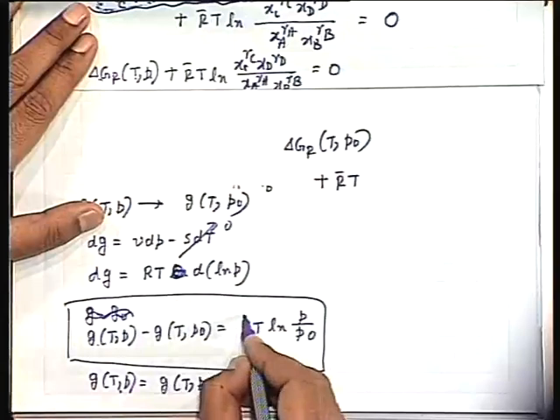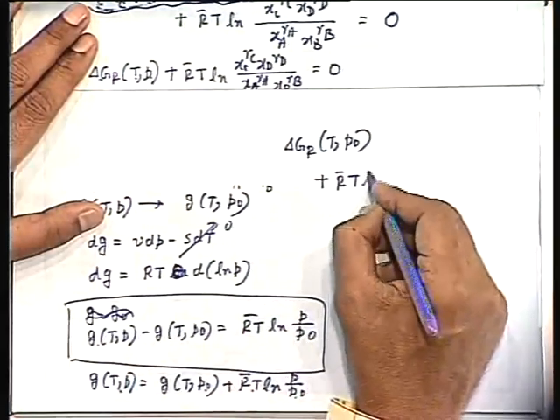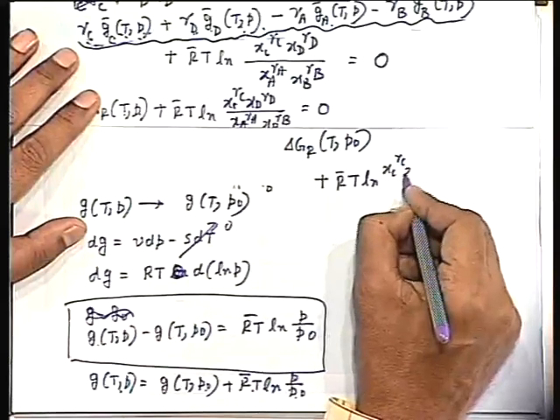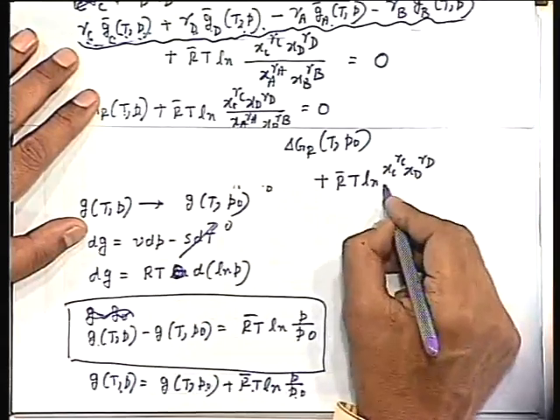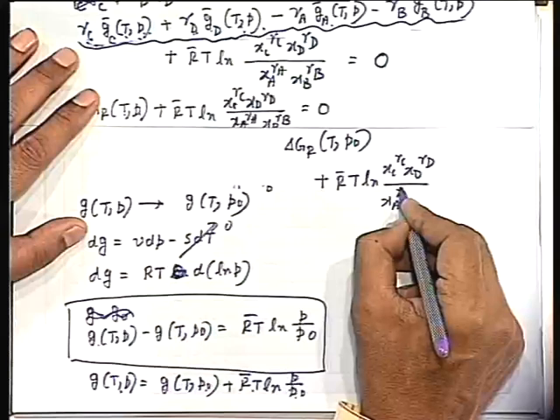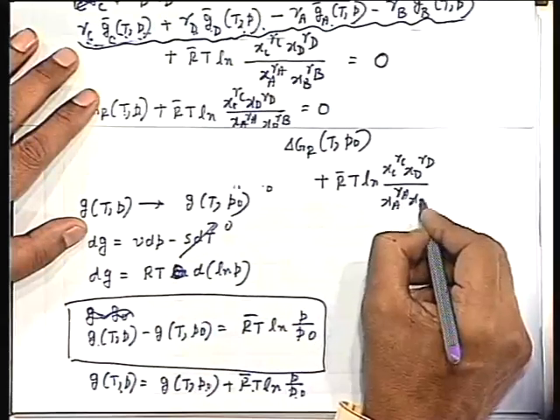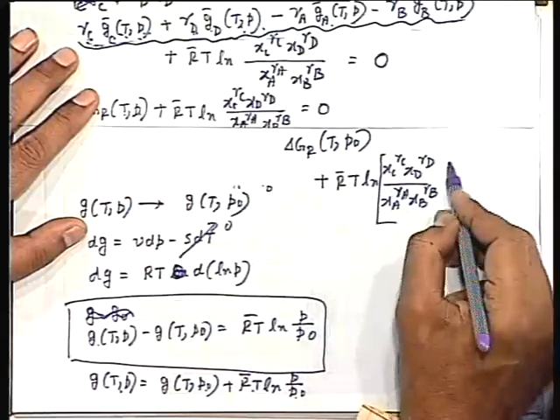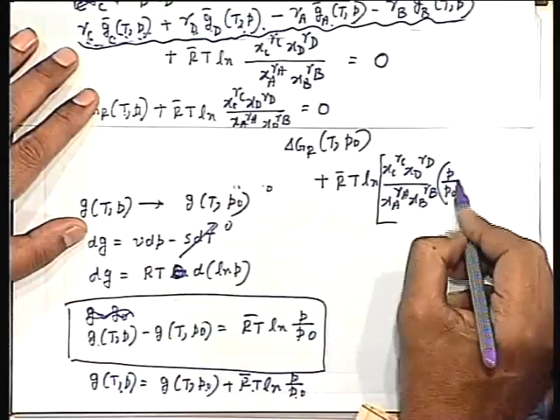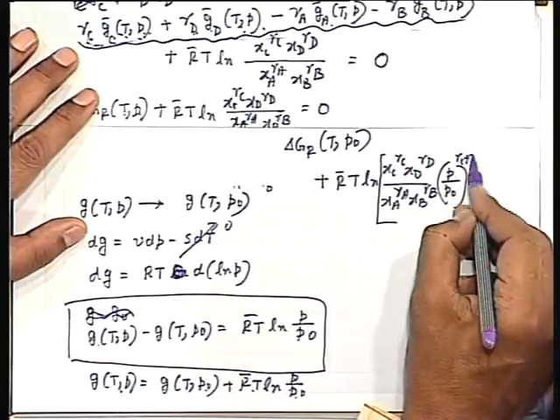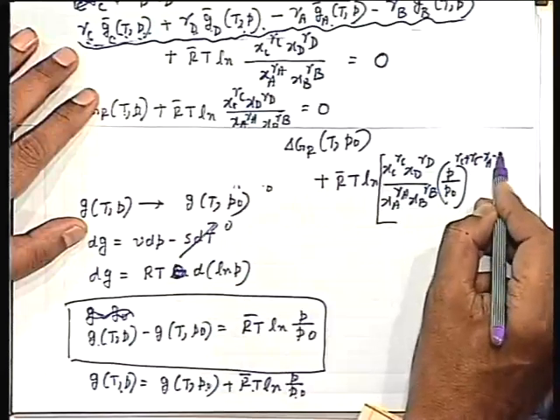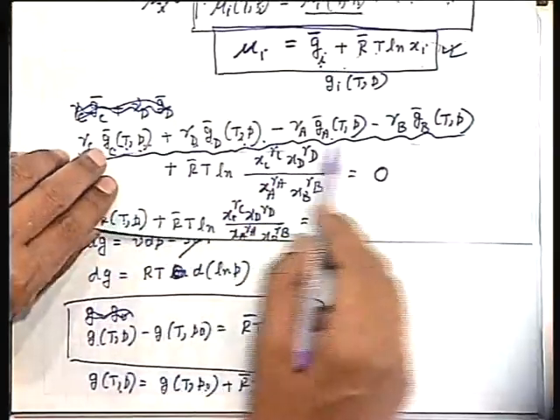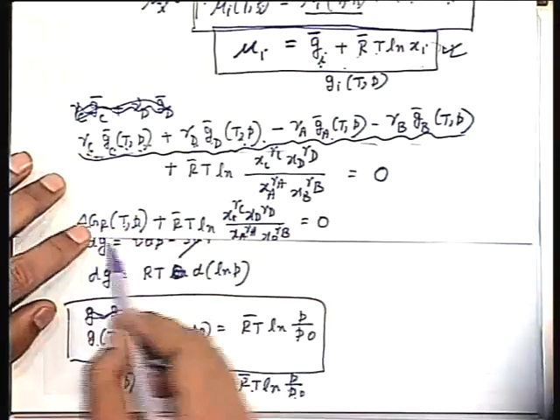So that ultimately this will be added with R̄T ln of X_C to the power gamma C, X_D to the power gamma D, I think you can follow, X_A to the power gamma A, X_B to the power gamma B, into P/P0 to the power gamma C plus gamma D minus gamma A minus gamma B. Clear? Again, I am telling that I am expressing this, this is delta G at T,P.